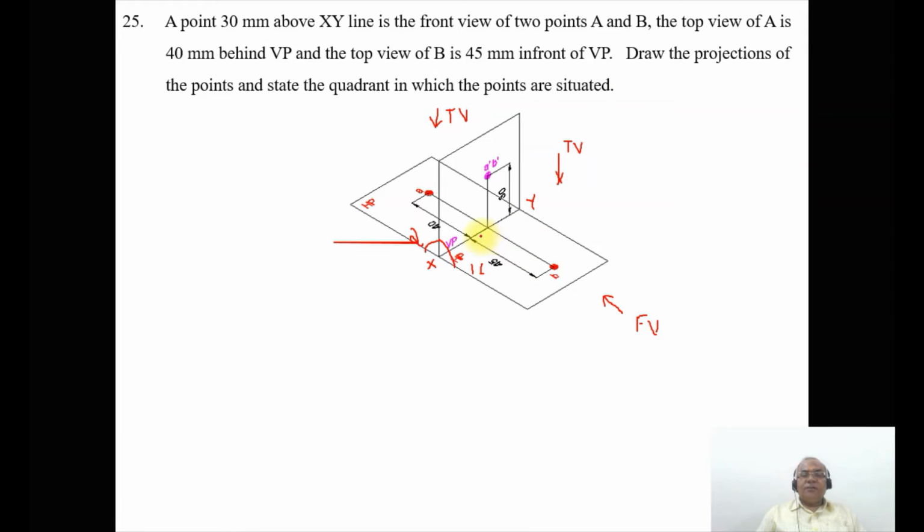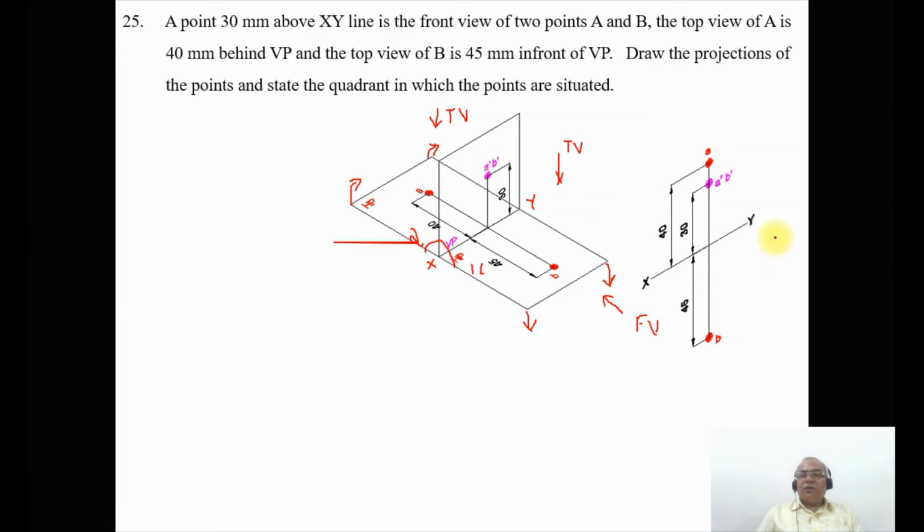The distance in front of VP, which is 45 mm, is seen in the horizontal plane, and the distance behind VP, which is 40 mm, is also seen in the horizontal plane. So naturally, when you rotate this horizontal plane by 90 degrees, like this, it will be rotated in the upward direction. So A dash and B dash will be above xy line. This A will go above the xy line because it is in the second quadrant, and as this horizontal plane is rotated upwards, this will come down, so B will come below xy line. So you can see here.